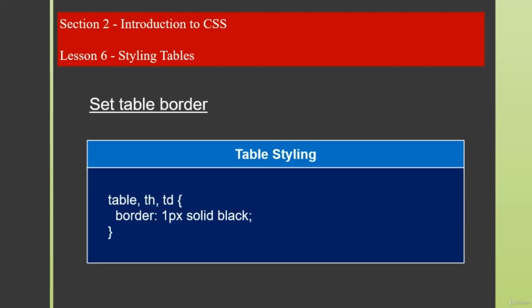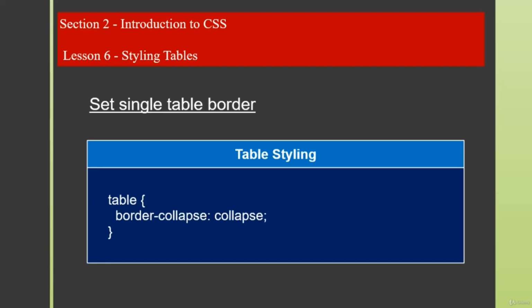To make a table look more attractive, you need to style it. In order to specify table borders, use the border property. The example on the slide sets solid black border to table, table head and table data elements, and the thickness of the table border is 1 pixel.